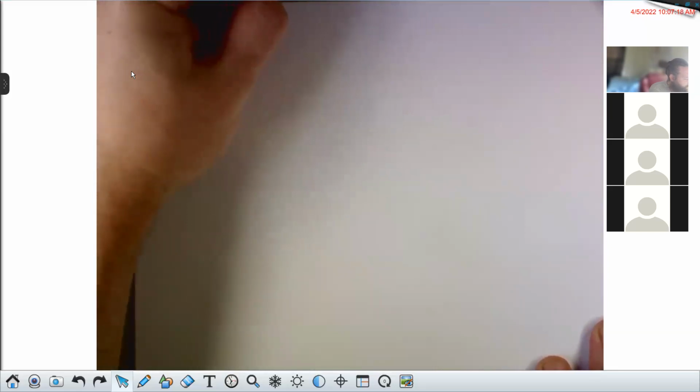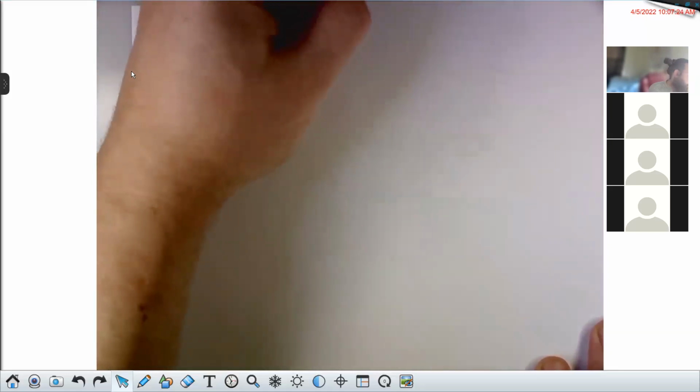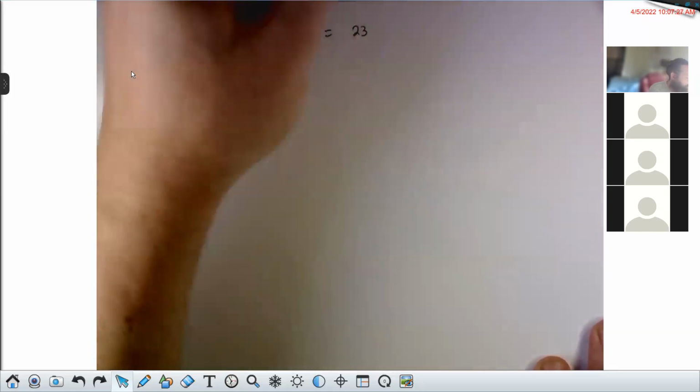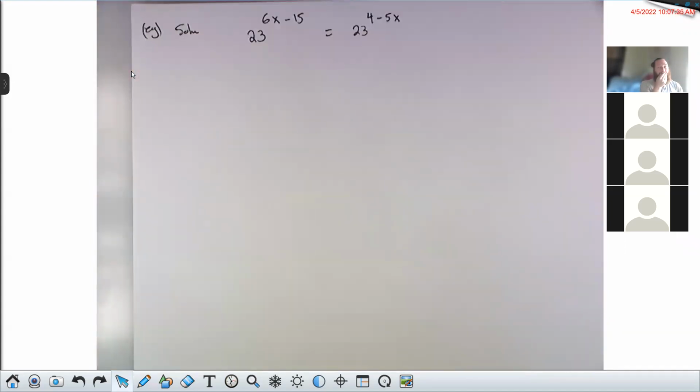23 to the 6x minus 15. There is more than one way to skin this cat. This is an exponential equation. So I could, in theory, begin by taking logarithms on both sides.